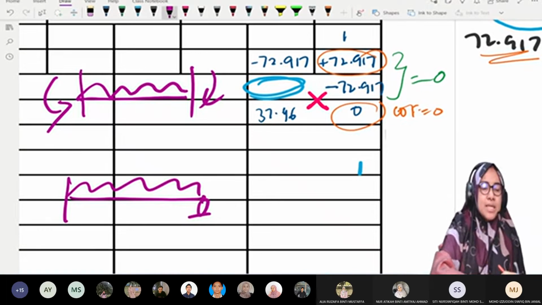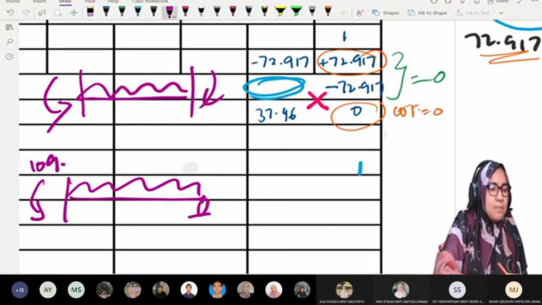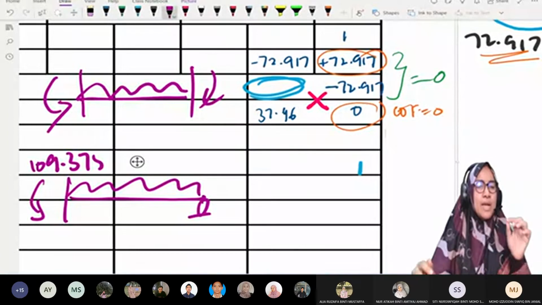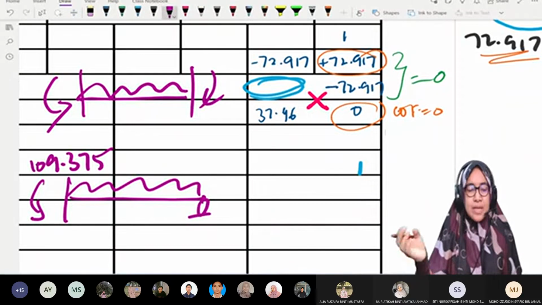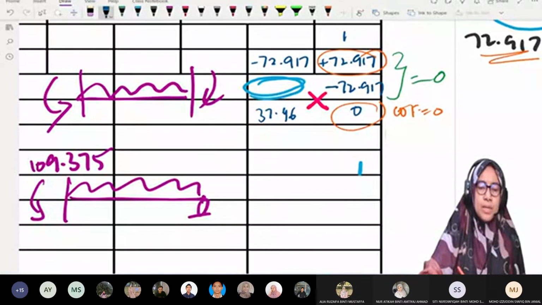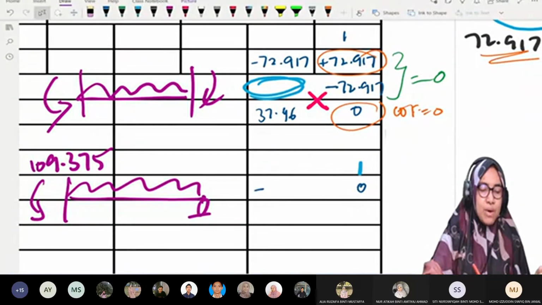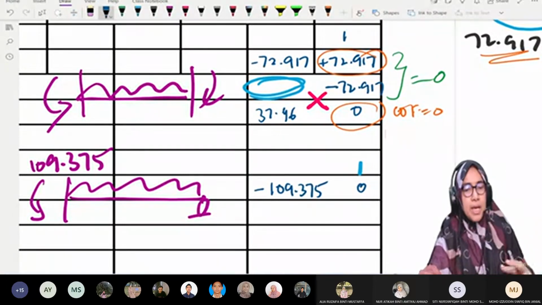Okay, you akan dapat sini tadi 109.375. So 109.375 ni is only the moment at C, not at D. Dekat D, 0. So dekat D, moment dia 0. So sini you put moment, the fixed end moment, there's no value, sini 0. And you have negative 109.375 macam ni. Okay? Dia macam ni.